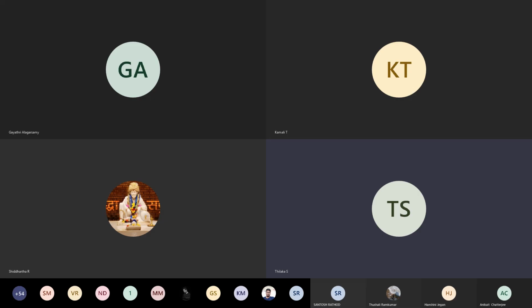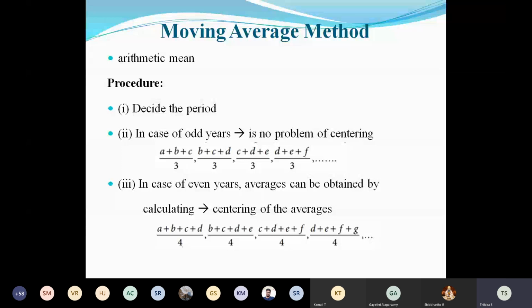The data which was given is divided equally into two parts. So the first half average and the second half average. The two averages have to be plotted on the graph, and those two points are joined together, and we have a trend line.